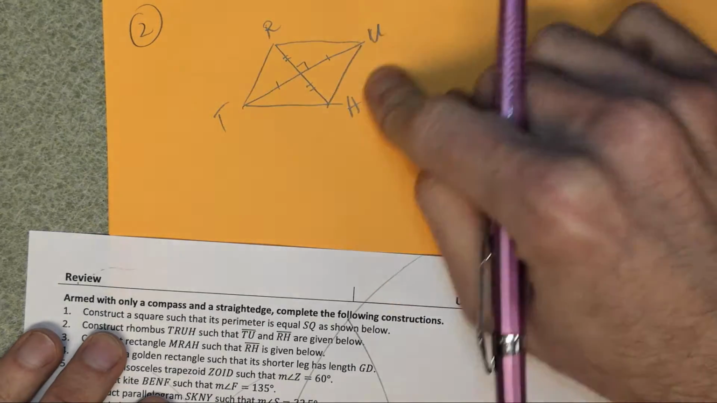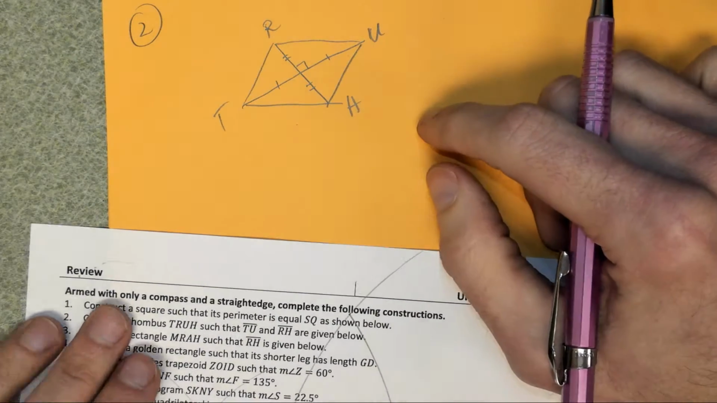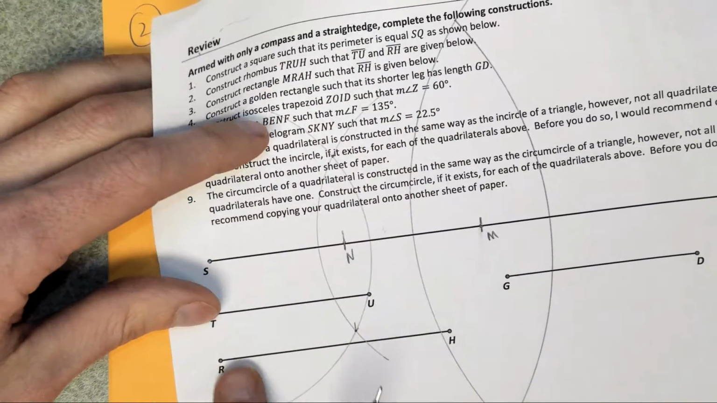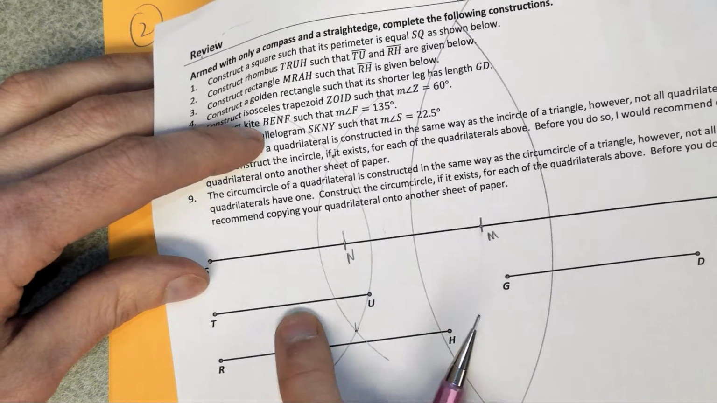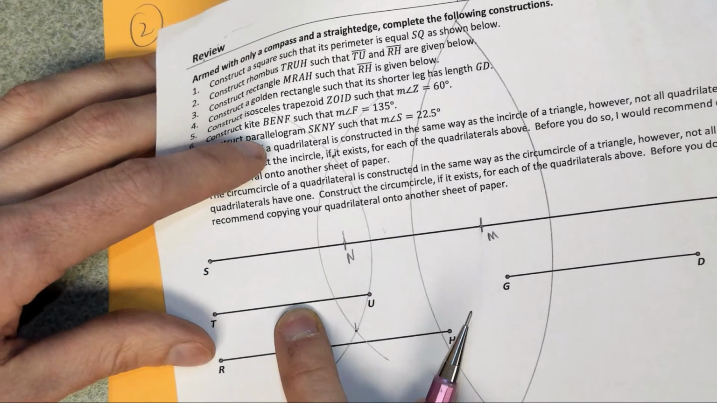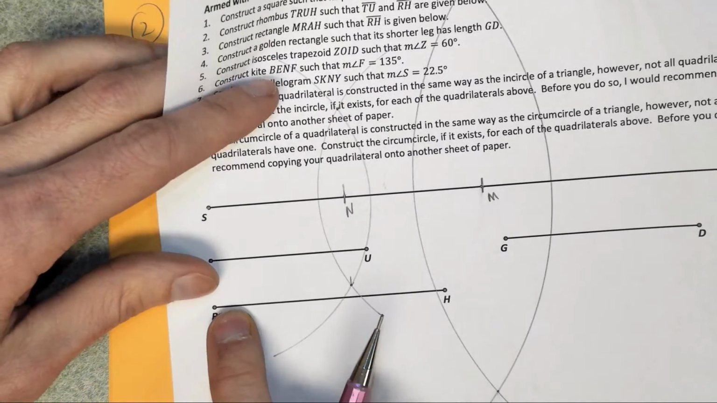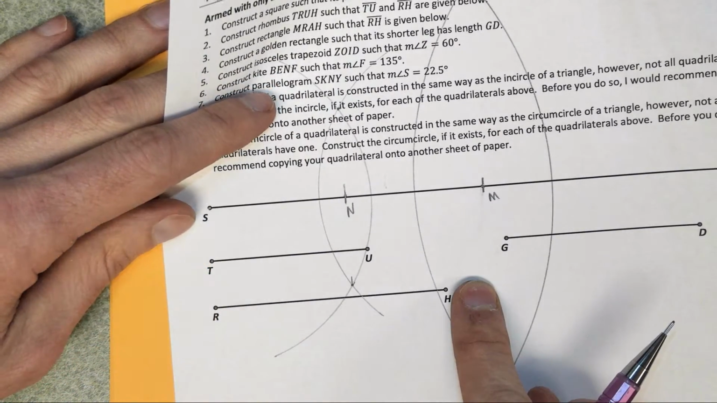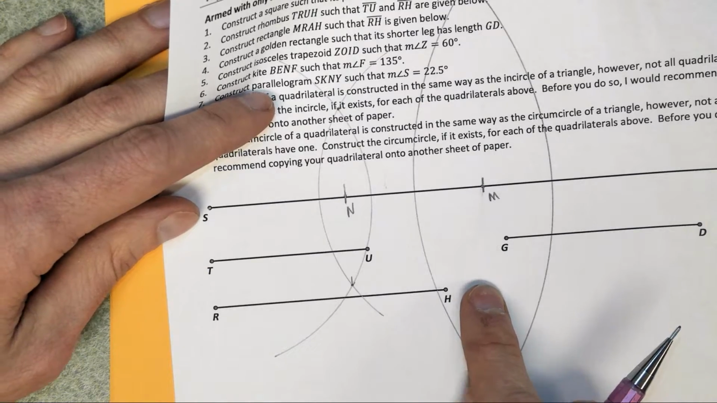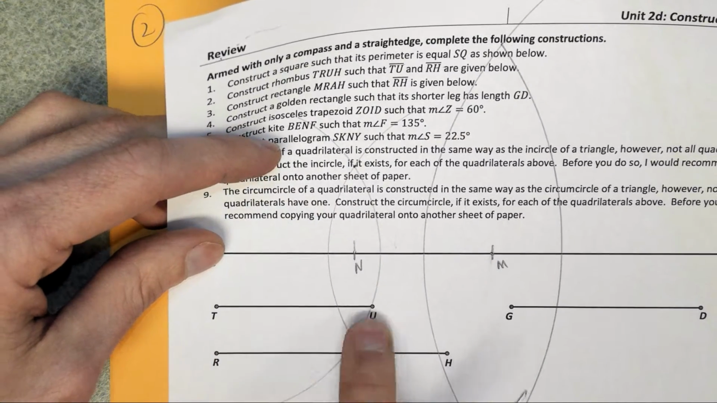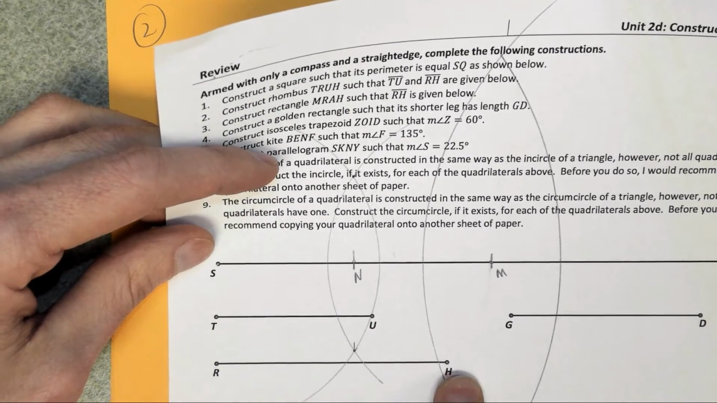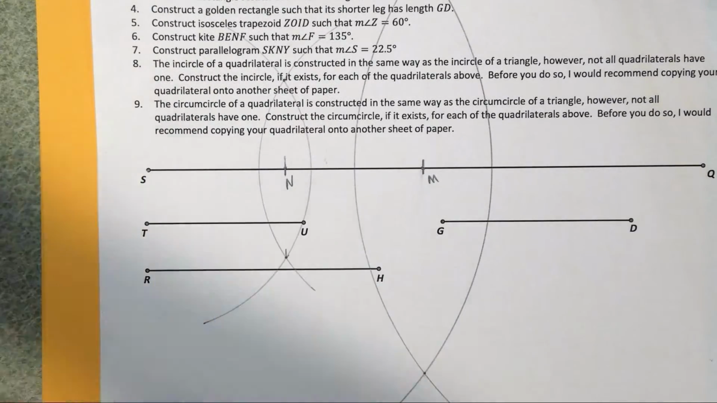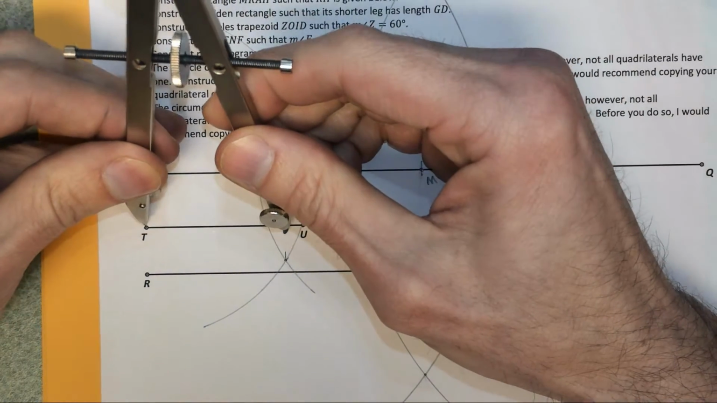So in order to make this rhombus, all we have to do is copy one of these, either TU or RH, find its midpoint by making the perpendicular bisector, and that will be where we put the other one of the diagonals at its midpoint. Should be pretty easy to do. So let's go ahead and find the midpoints of each one of these, TU and RH, to start off with. Another two-tailed fish.